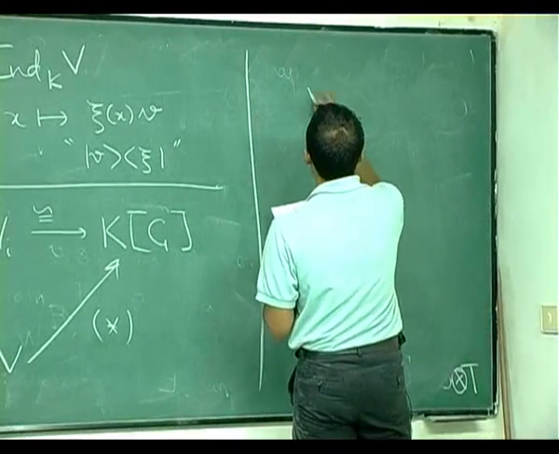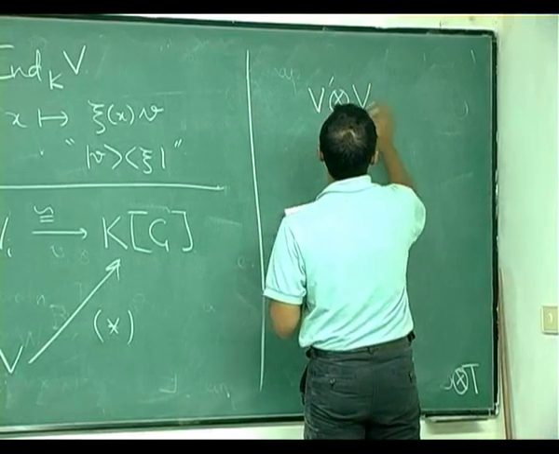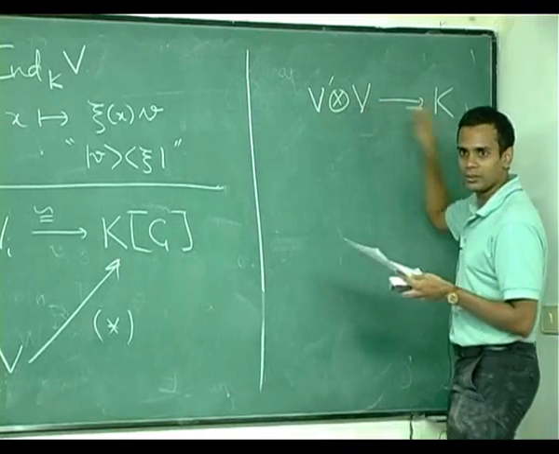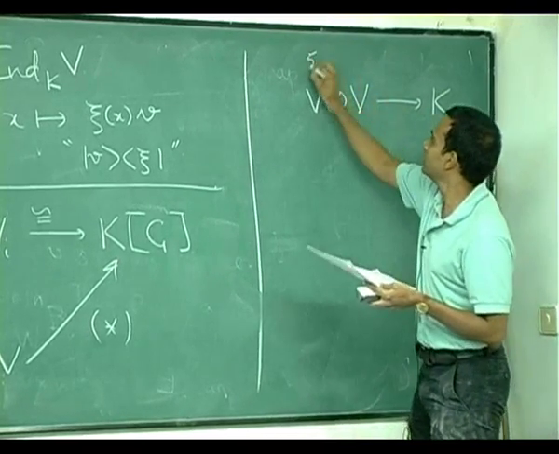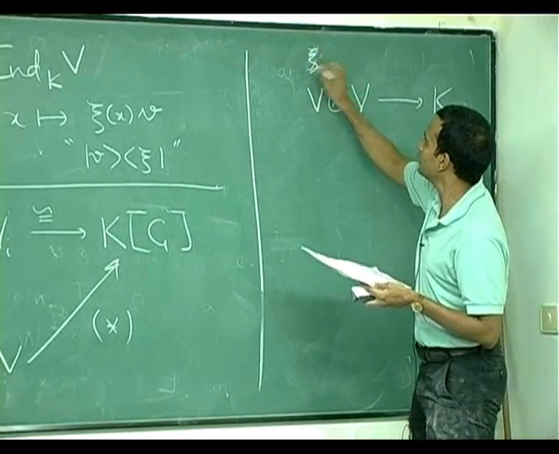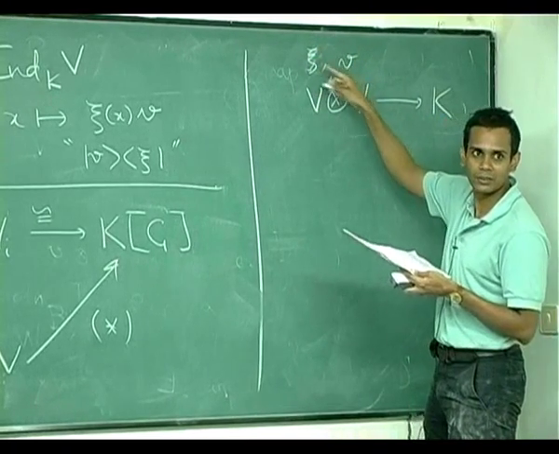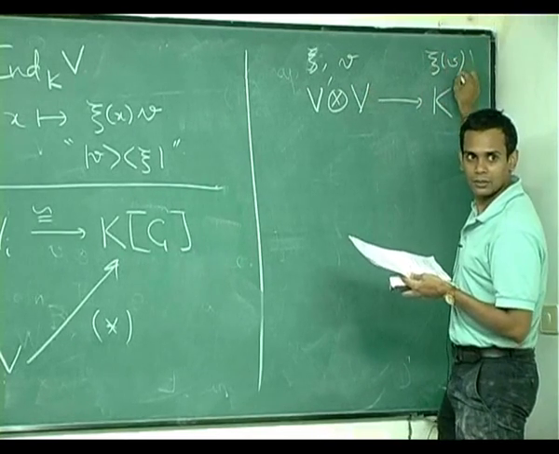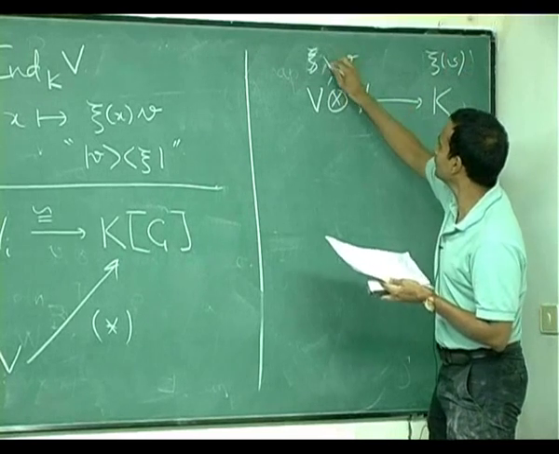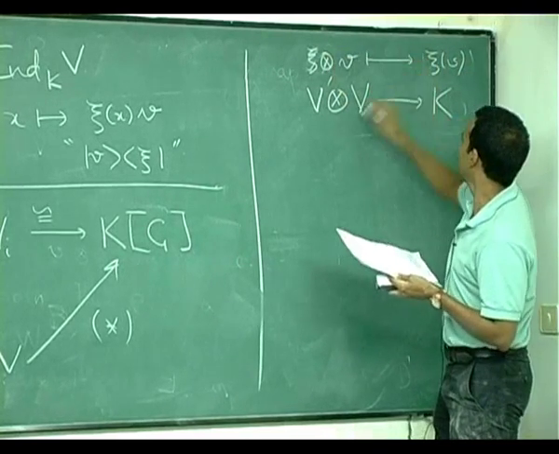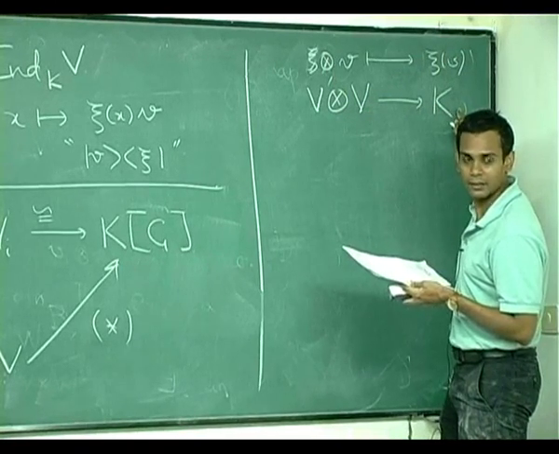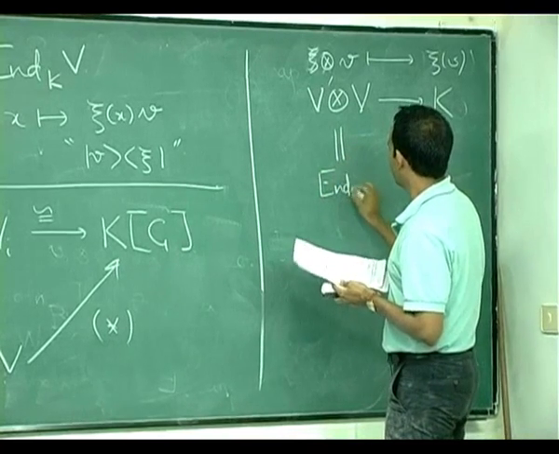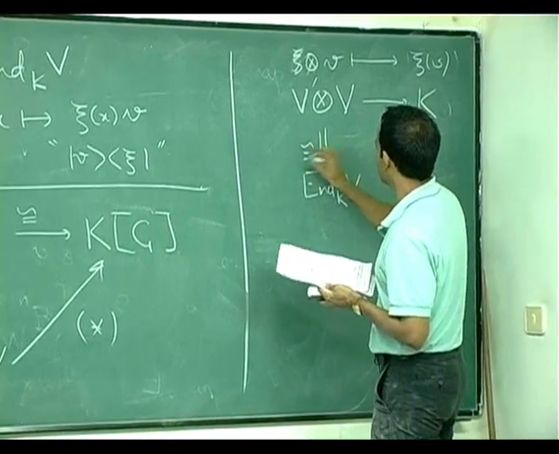So you have V prime tensor V to K. This is just a bilinear map. V prime cross V to K takes (Z, V) to Z of V: Z is a linear functional, V is a vector, so you can evaluate them. By the abstract definition of tensors, you get a linear map from V prime tensor V to K. This we know is isomorphic to End_K(V).